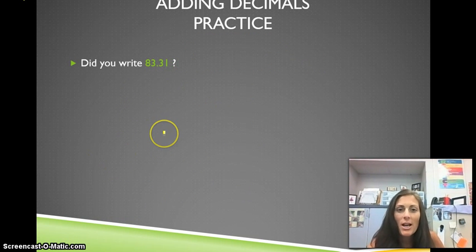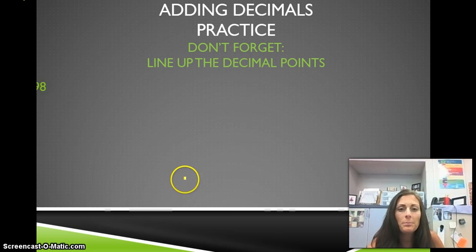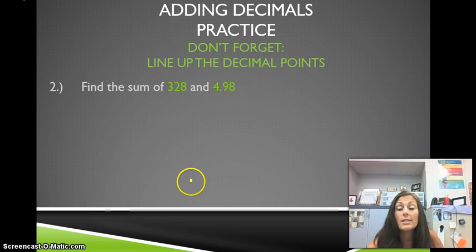So good job. Your second practice problem is find the sum, which is the answer to an addition problem, of 328. Oh, so we're going to have to be thinking of where that decimal needs to go when we line it up to add. And 4 and 98 hundredths. So go ahead and push pause. And when you're ready to go on to see if you have the right answer, push play.